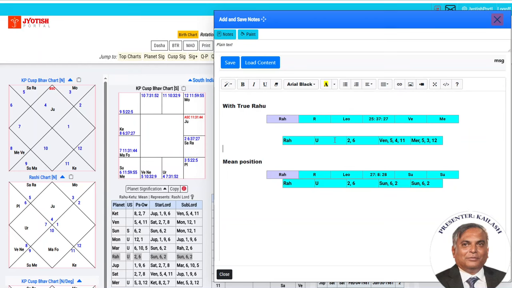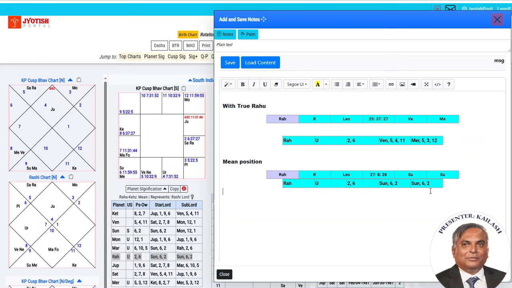And with the true Rahu, the signification is 265411. And with the mean position, the signification changes. Even the star lord changes. This is the star lord. So the star lord has changed. So you should be concerned about whether you are using the true or the mean position. Both options are given on the Jotish portal.